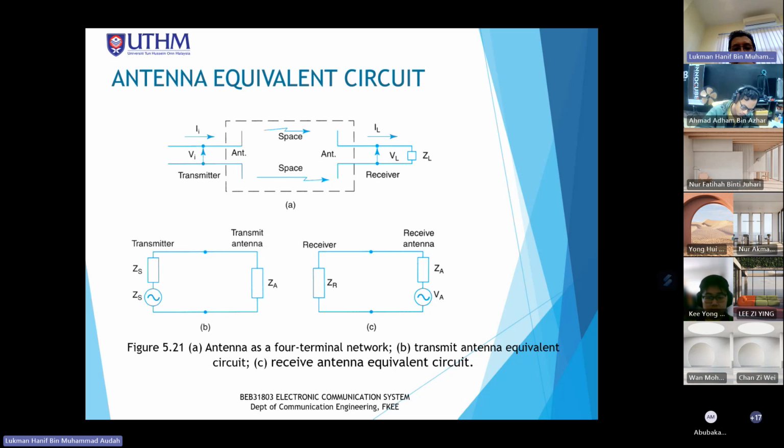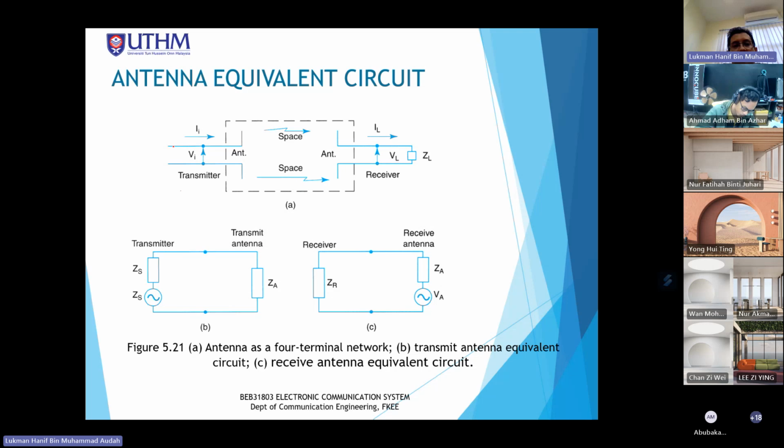The first one is a 4-terminal network, the transmitter. So we have a 4-terminal network here, and this is the antenna side. At the transmitter antenna, and here is the receiver antenna, separated by a space medium. And here is the load side on the right. If you see picture B and C, that is the antenna equivalent circuit for the transmitter and also the receiver. The equivalent circuit consists of the source and the load side.